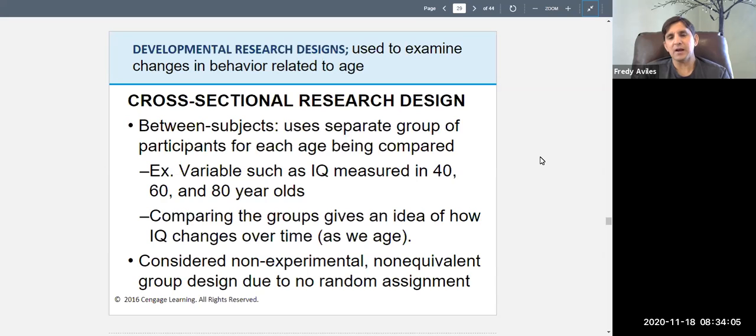You can also compare people of different age, let's say, on how they vote. You can compare people of different age on how they drive. When you basically just use age as your basis for comparison, that's called a cross-sectional research design. You can look at, for instance, rates of divorce among 40-year-olds, 60-year-olds, and 80-year-olds, right? Any kind of thing. But what you're doing is you're comparing people of different age to try to determine how people change as they get older.